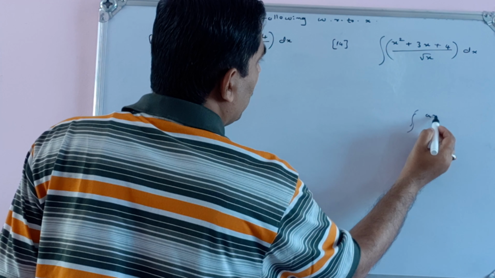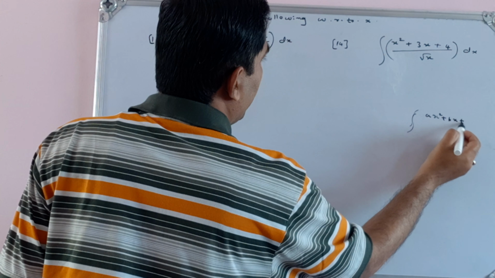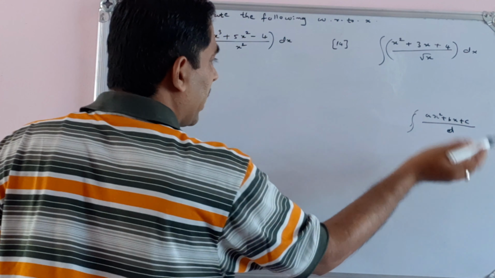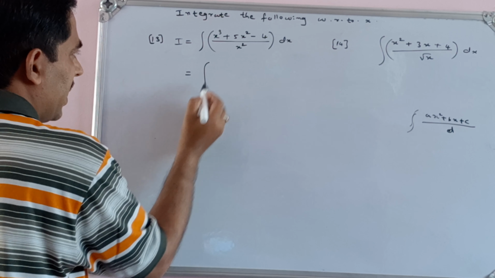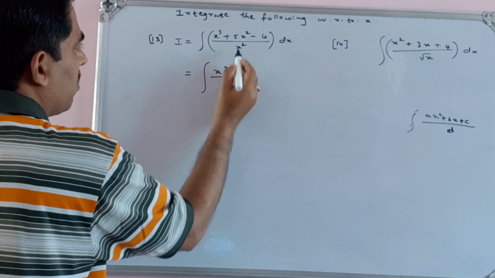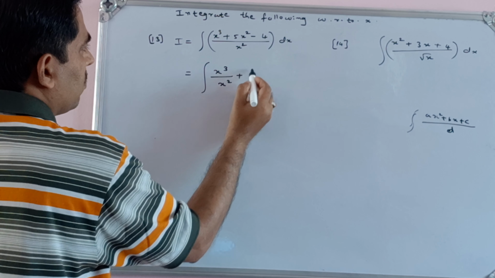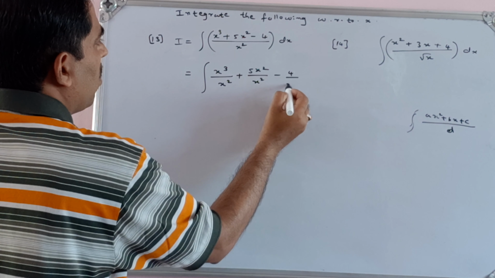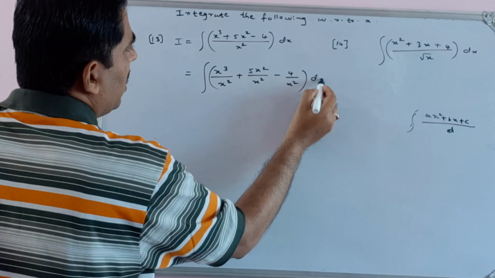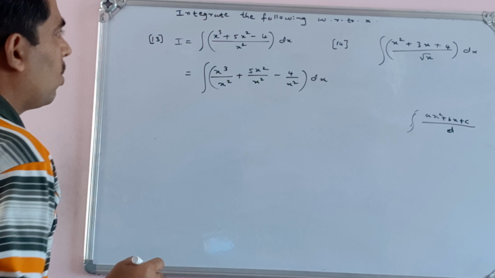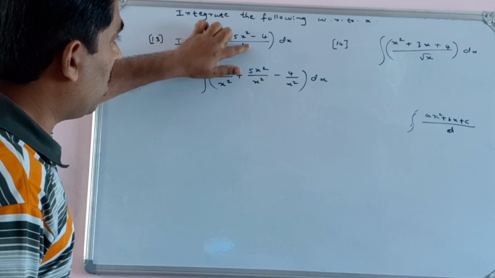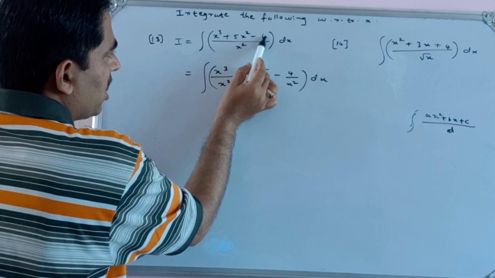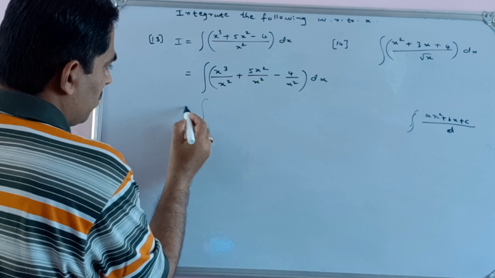The given function is like some polynomial, say ax plus bx plus c, divided by some d in the denominator. In this form I can split it before integrating. Split this as x cube divided by x square, plus 5x square divided by x square, minus 4 divided by x square, into dx. The denominator is a monomial, that's why I am writing like this. Then you can simplify this.